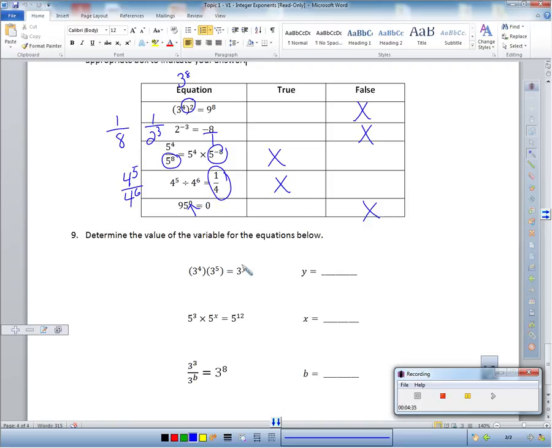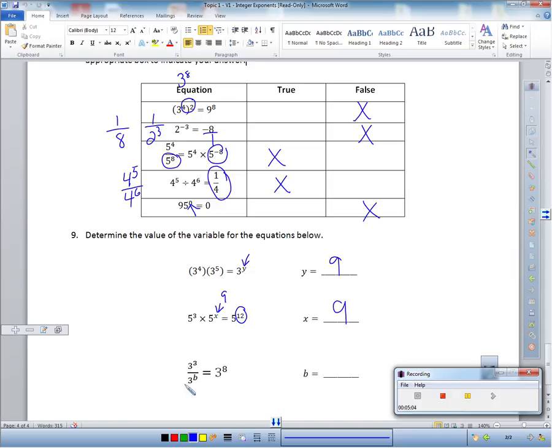Okay. Here you're figuring out the missing part. So if you expand this out, you have 3 to the 4th, 3 to the 5th. Count them up, there's 9 of them. So that's going to equal 3 to the 9th power. In order to get a 12 here, the missing value of this, so 3 plus what is going to get you 12? That has to be a 9 right there.